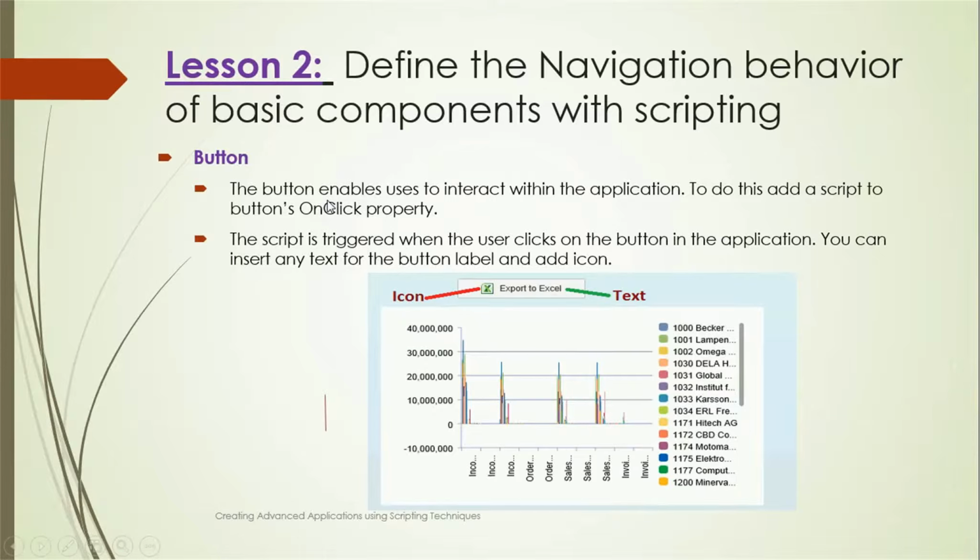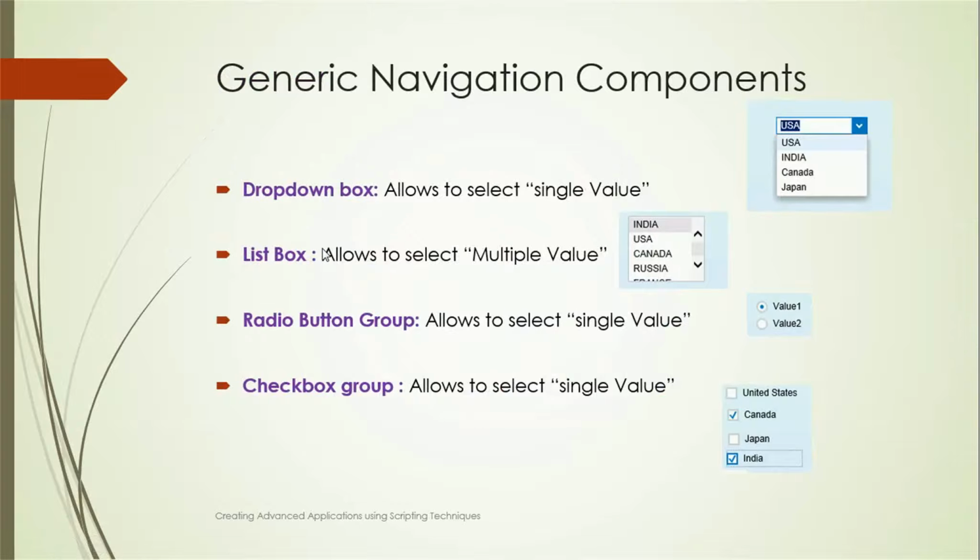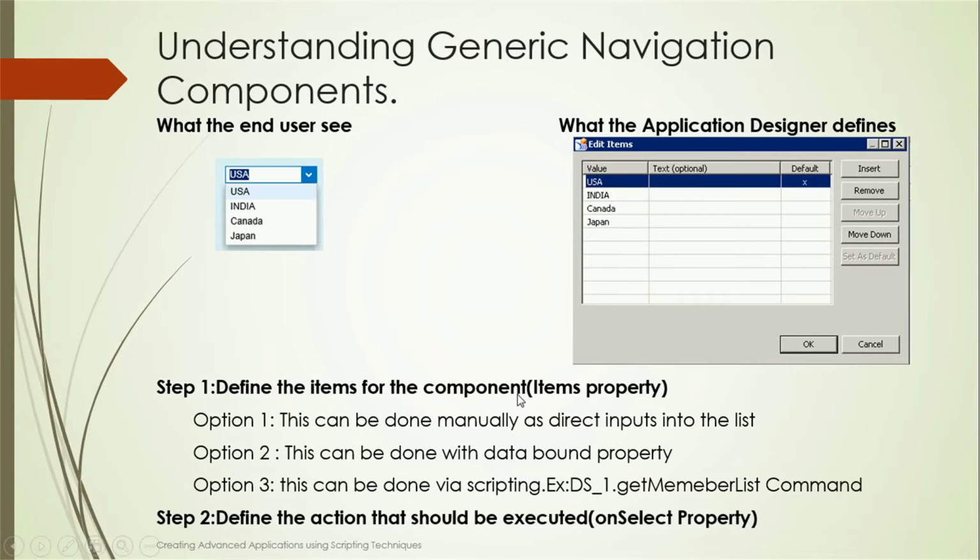So this is the use of button. Then these are the generic navigation components: drop down, list box, radio button, checkbox. Drop down allows us to select a single value. List box allows multiple values to be selected. With a radio button, we can select a single value out of two. With a checkbox, we can have multiple values selected. So these are the generic navigation components.